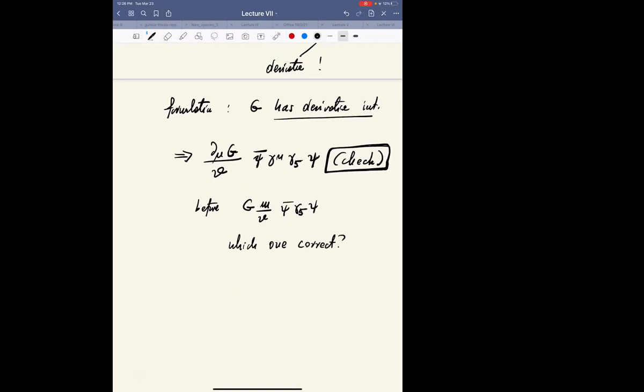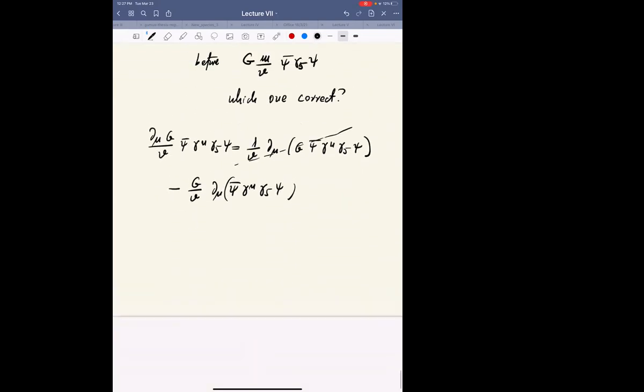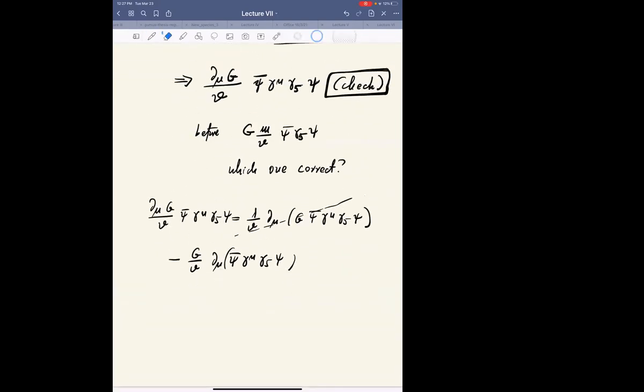Well, look at this: d mu G over V, psi bar gamma mu gamma 5 psi, is 1 over V d mu G psi bar gamma mu gamma 5 psi, minus G over V d mu of psi bar gamma mu gamma 5 psi. This is a total derivative. I can drop it. Can someone tell me what is d mu of psi bar gamma mu gamma 5 psi?